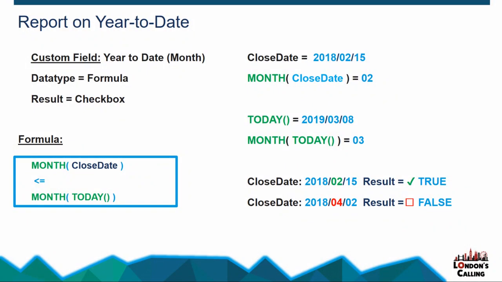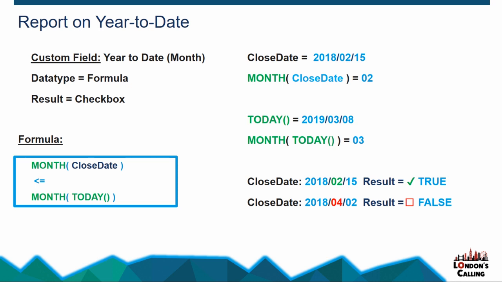So here are my formulas. So this one, I'm just comparing the number of the month of the close date to the number of today's month, and if they are less than or equal, I return a checked checkbox field. Otherwise, I return an unchecked checkbox field. Now, this formula would give you all of the revenue for the month of March if you were to use this as your report filter.